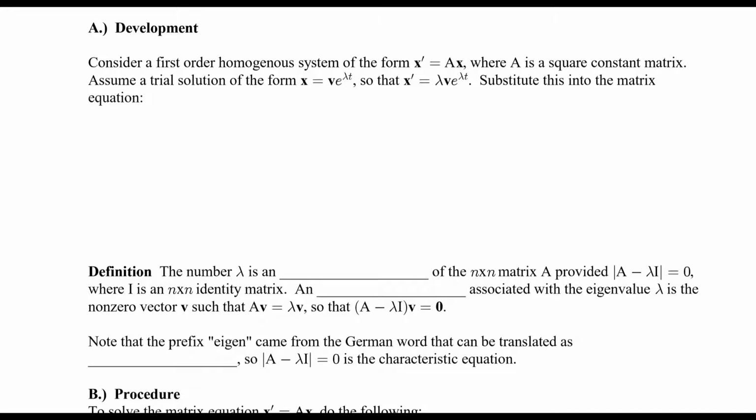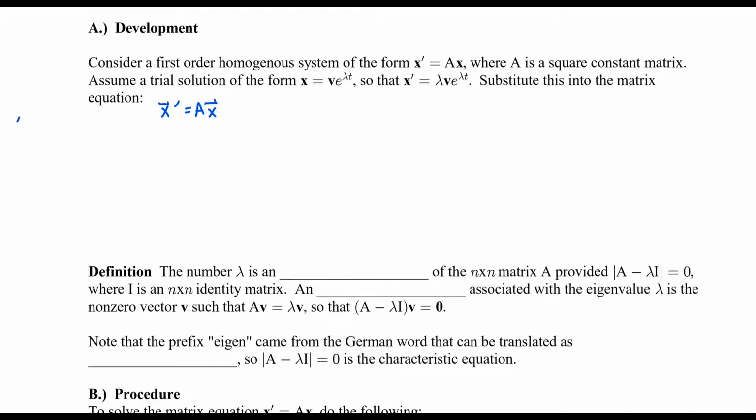Now, if x is equal to v e to the lambda t, then x prime equals lambda v e to the lambda t. v is going to be a vector of constants and lambda is a constant. So assuming this particular solution, let's plug it into the original matrix equation and derive our characteristic equation. Our original matrix equation is x prime equals Ax bar. Now remember, the vector hat there is the by-hand way of writing the bold print. It indicates an n by 1 column vector.